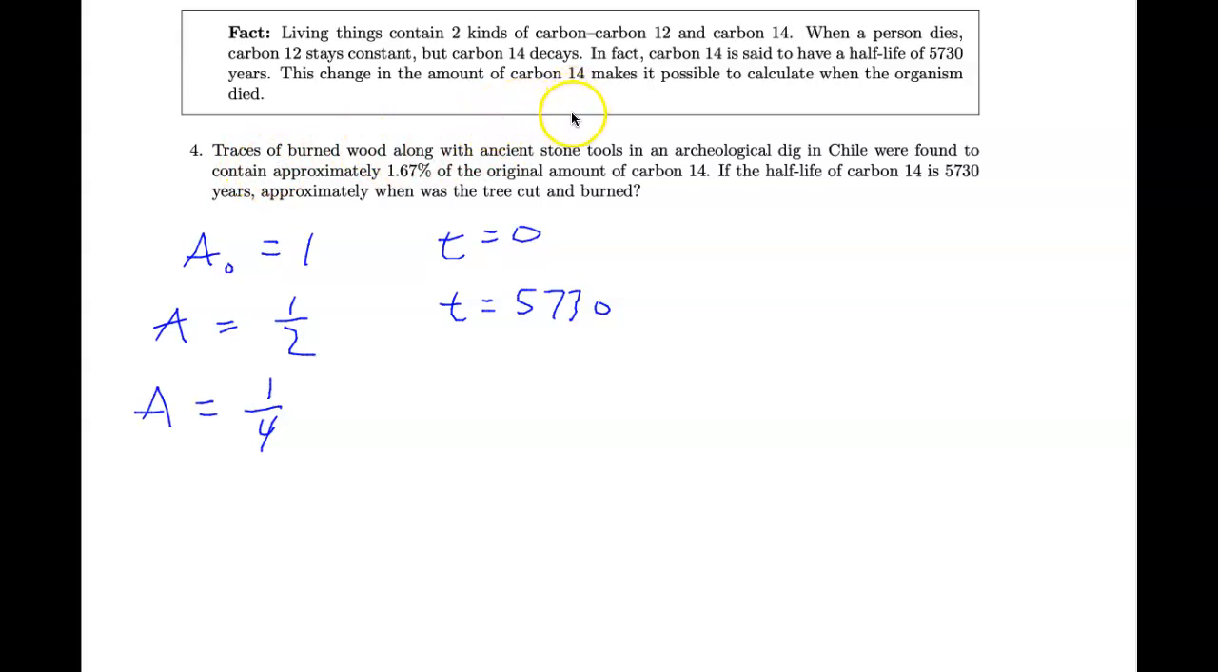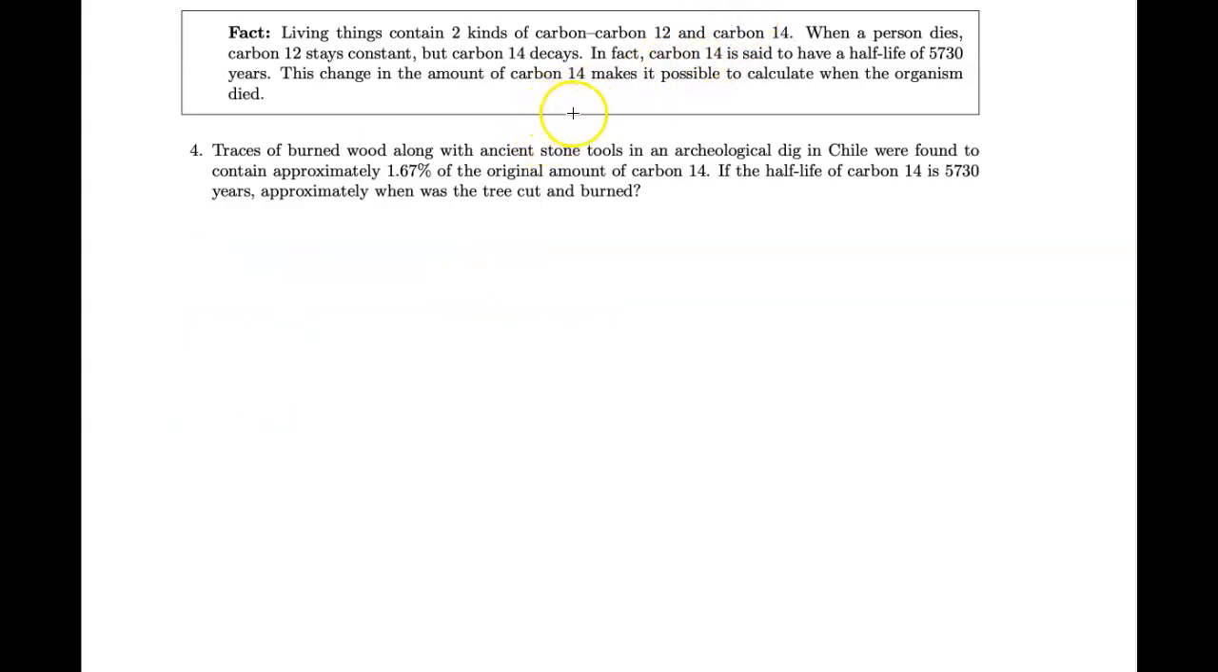And so what we want to look at is, in number 4, traces of burned wood along with ancient stone tools in an archaeological dig in Chile were found to contain approximately 1.67% of the original amount of carbon-14. If the half-life of carbon-14 is 5,730 years, approximately when was the tree cut and burned? So the root of the question is to find how many years ago the tree was cut and burned. But in order to do that, we need to know what the decay rate is.